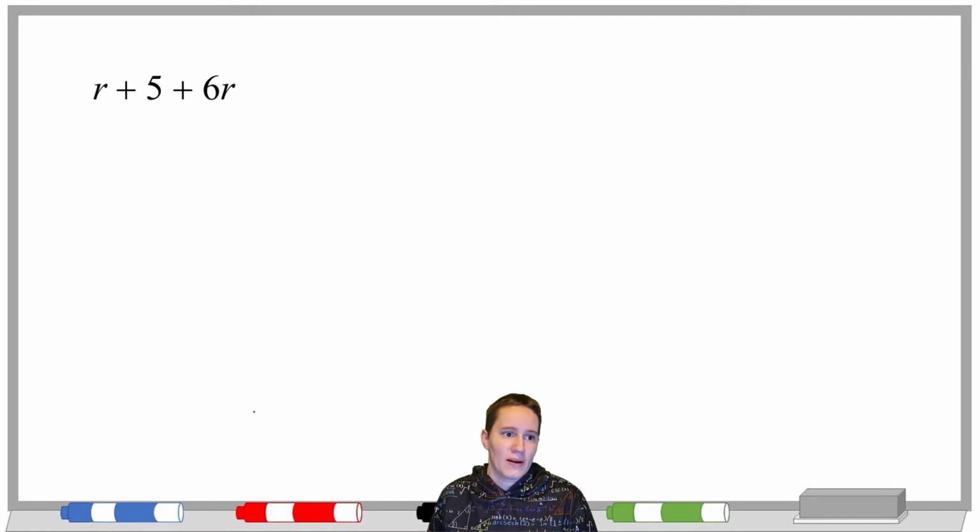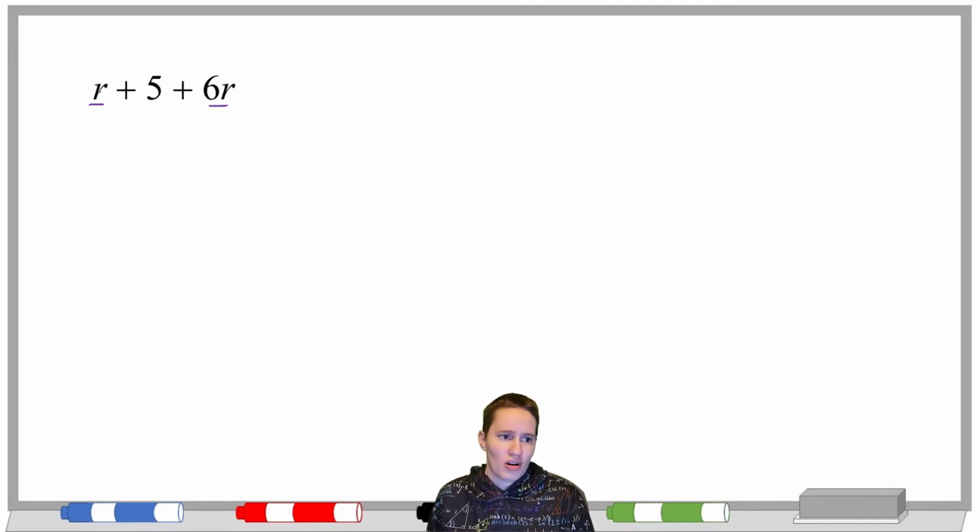Question 1. R plus 5 plus 6R. The directions on this would read something like simplify the expression. What it's wanting us to do is check to see if there's anything we can do to make it so we are basically writing less. So let's think about this. We've got an R, a 5, and a 6R. What of these can be added together, if anything? The answer to that is R and 6R.